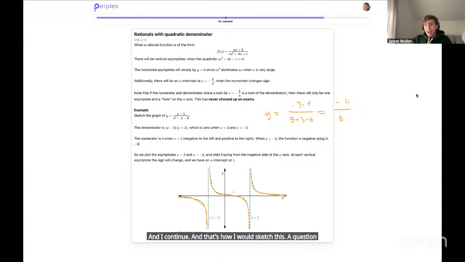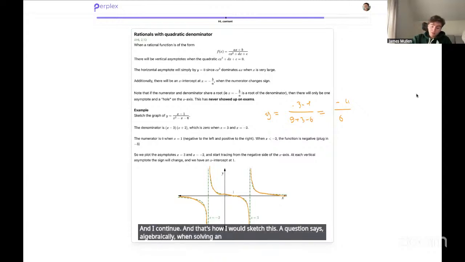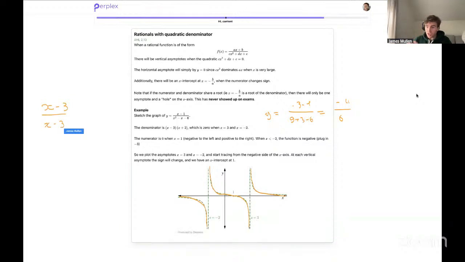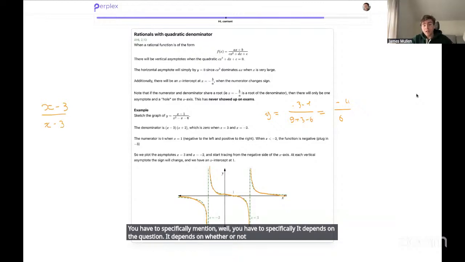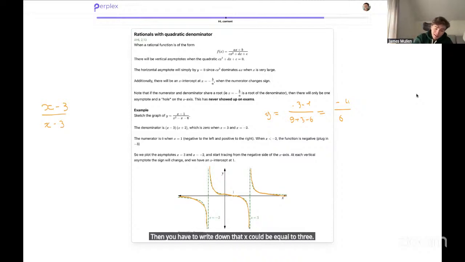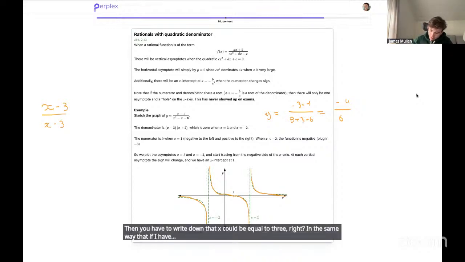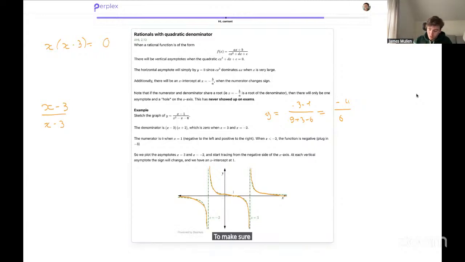A question says, algebraically, when solving an equation like this, would we cancel? You cannot cancel if you don't know if x minus 3 is 0. It depends on the question, on whether or not x could be equal to 3. If it could be equal to 3, then you have to write down that x could be equal to 3. In the same way, when I have x times x minus 3 is equal to 0, it doesn't mean that x minus 3 is 0. It means that one of the two is 0. So you have to be very, very careful when you're dividing to make sure that neither of those things is 0.